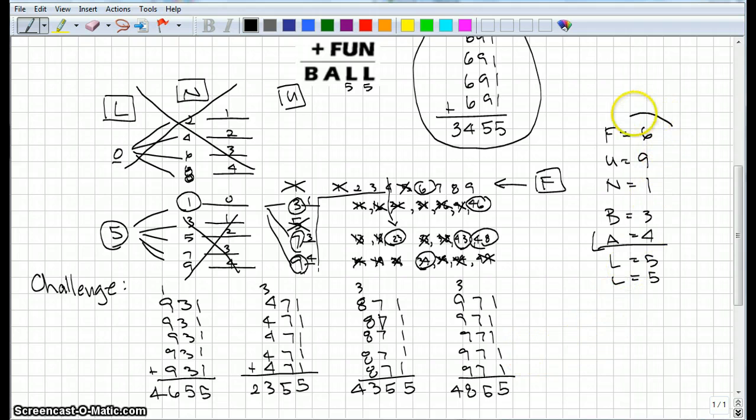Here are your numbers for when A equals 4, and these are the additional solutions for the challenge.